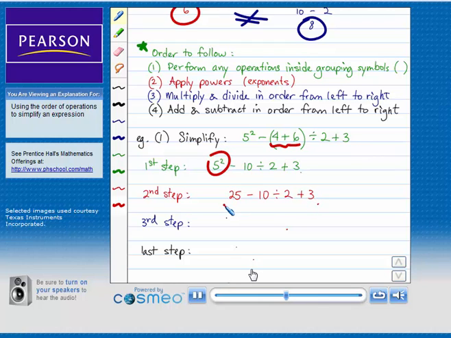Looking at this expression then, why don't you see if you can take the next step following the order given above, and when you're ready, hit continue.